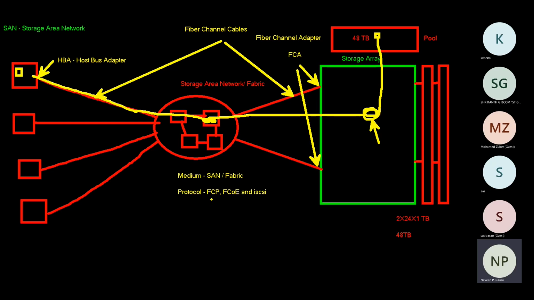In NAS, we have a separate protocol for Windows and a separate protocol for NFS, right? But here, nothing like that. All three protocols will work with all operating systems. You can assign storage to servers of all operating systems with FCP, the same with FCoE, and with iSCSI also, you can assign storage to all operating system servers.